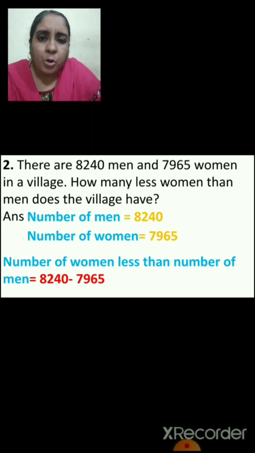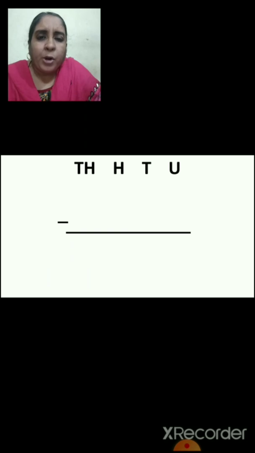So 8240 minus 7965. Again we are going to do subtraction. Now we will do the working and show you. So now it is a 4-digit number. So you will write the places, that is units, tens, hundreds, thousands. Right? Now let us see which number will come where.